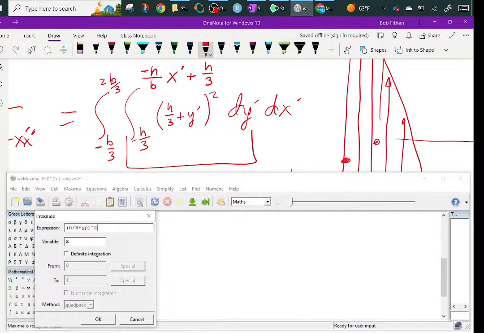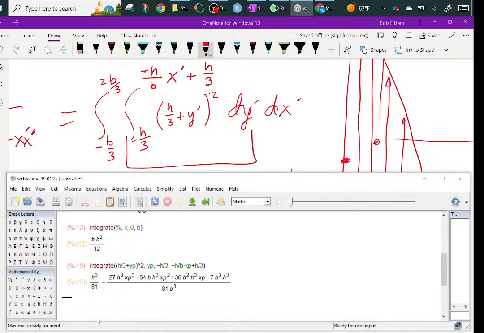We're integrating that with respect to y prime. And it's a definite integral, and it goes from minus h over 3, and it goes to, my gosh, minus h divided by b times xp, which I'll call x prime, because I'm going to integrate that using x prime too. x prime plus h divided by 3. Okay, I think I can go with it. And look at how nasty and ugly that is.